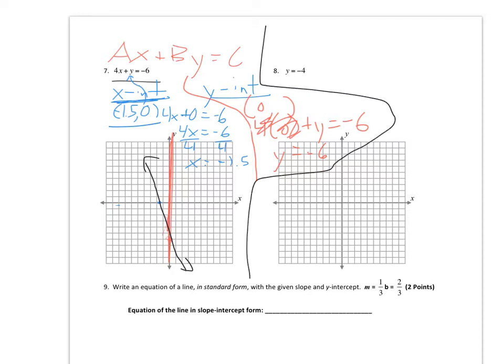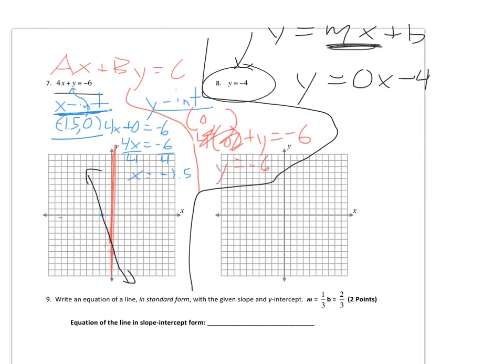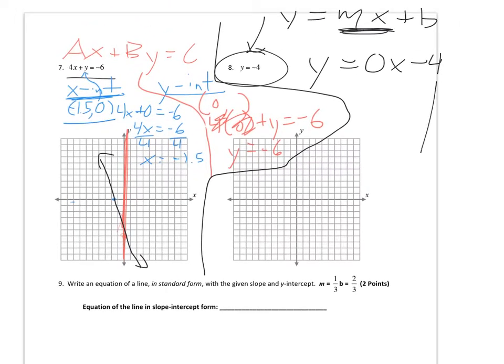That's problem 7. Problem 8, another way to think about this is, oh well, it's kind of in slope-intercept form, y equals mx plus b, because the y is by itself. But there's something missing. There's no mx term, there's no x's there. But there is a minus 4. That might help you, because then you see I do have a y-intercept of negative 4.